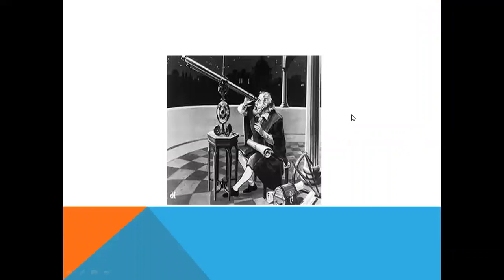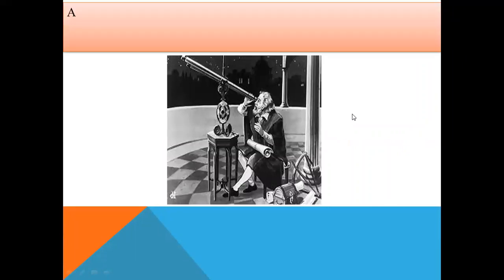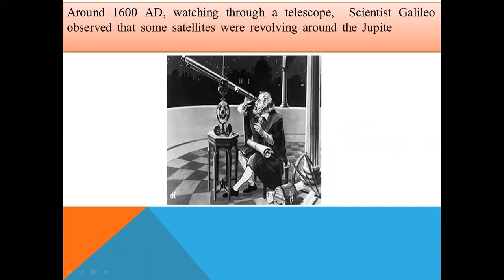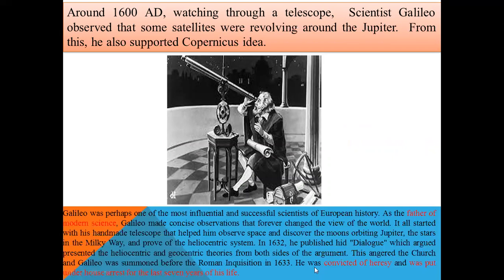Later, by observing through a telescope, which he discovered himself, Galileo Galilei observed the satellites of the planet Jupiter, and he observed that the satellites were revolving around Jupiter. So he supported the idea of Copernicus. Very interesting. Whenever Galileo Galilei supported the Copernicus idea, he was convicted of heresy and was put under house arrest for the last 7 years of his life.